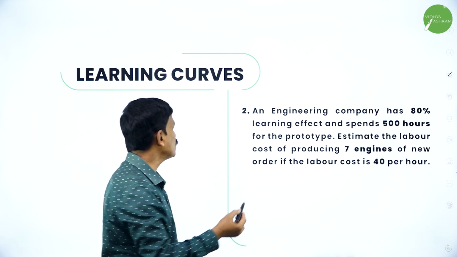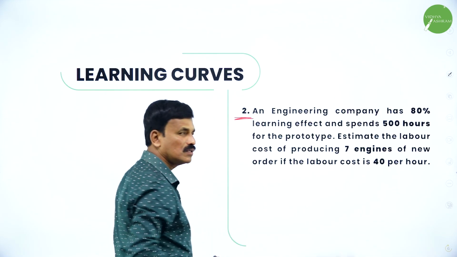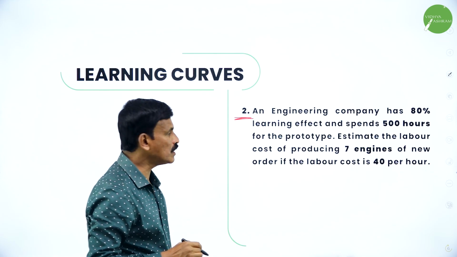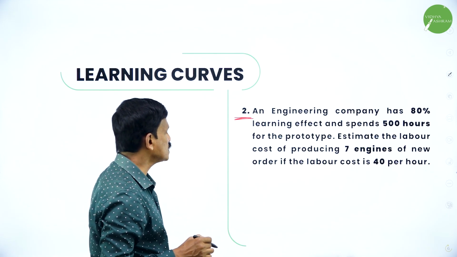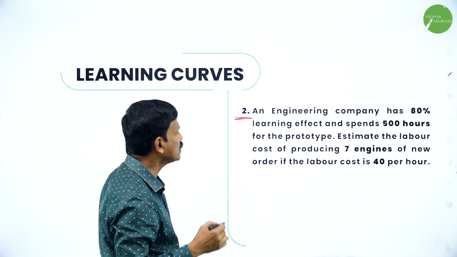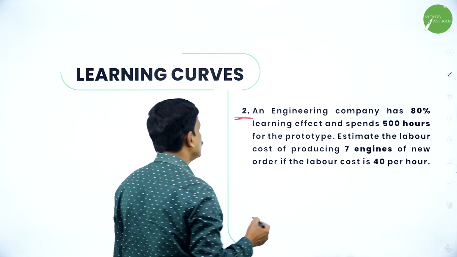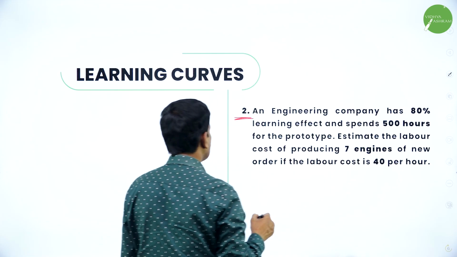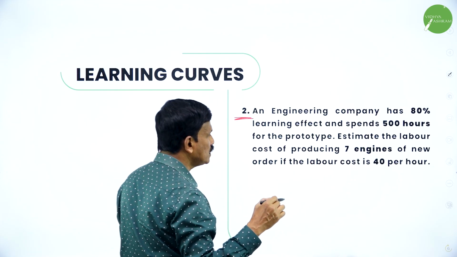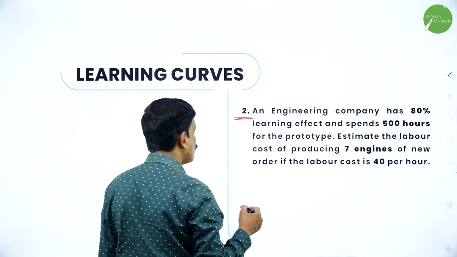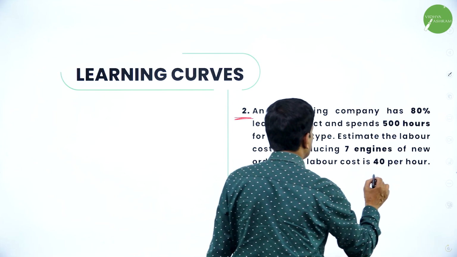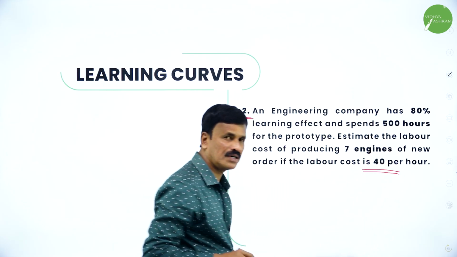Okay. The second problem, same as that of the first problem. What is the problem here? Just go to the problem. An engineering company has 80% of learning effect and spends 500 hours for the prototype. Estimate the labor cost of producing 7 engines of new order if the labor cost is 40 per hour.